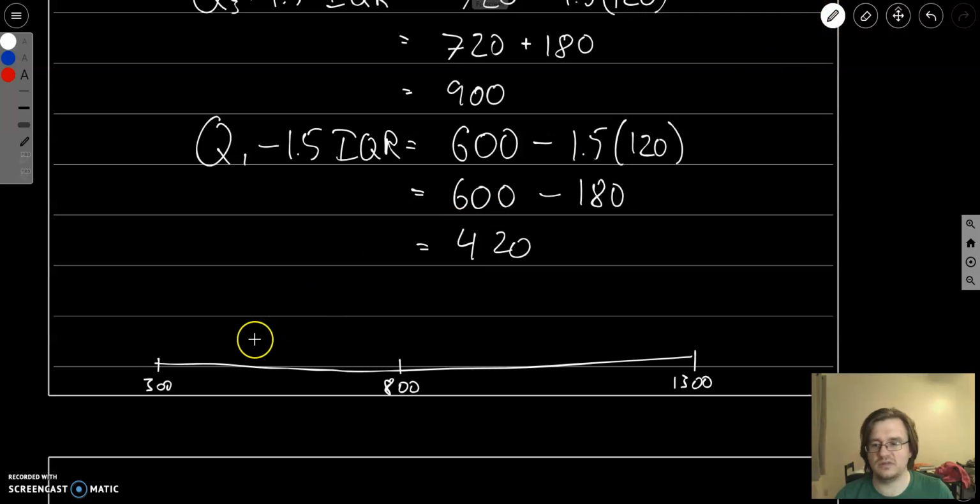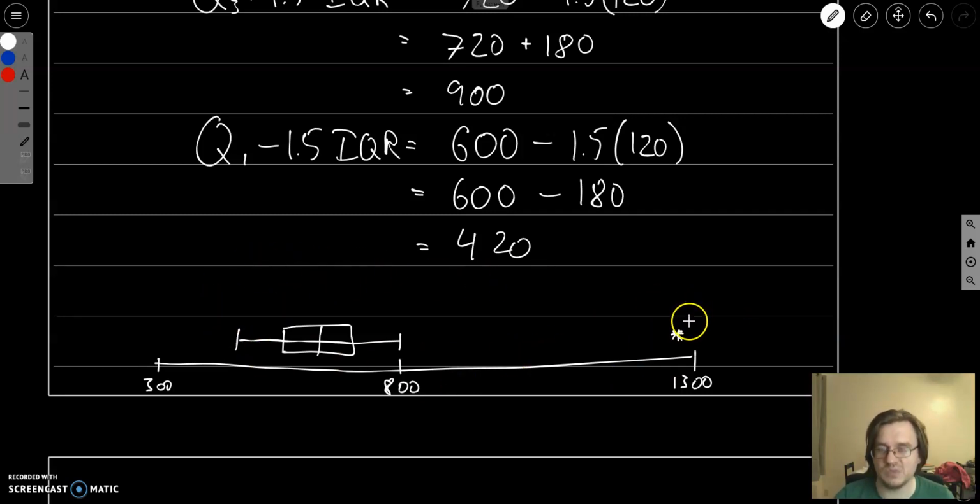Our new box and whisker plot will look something like this. And we'll mark that we have an outlier with a little symbol out here. This is in fact what's called a modified box and whisker plot. Any outliers we mark, and the rest of the values we would draw in exactly the same way.